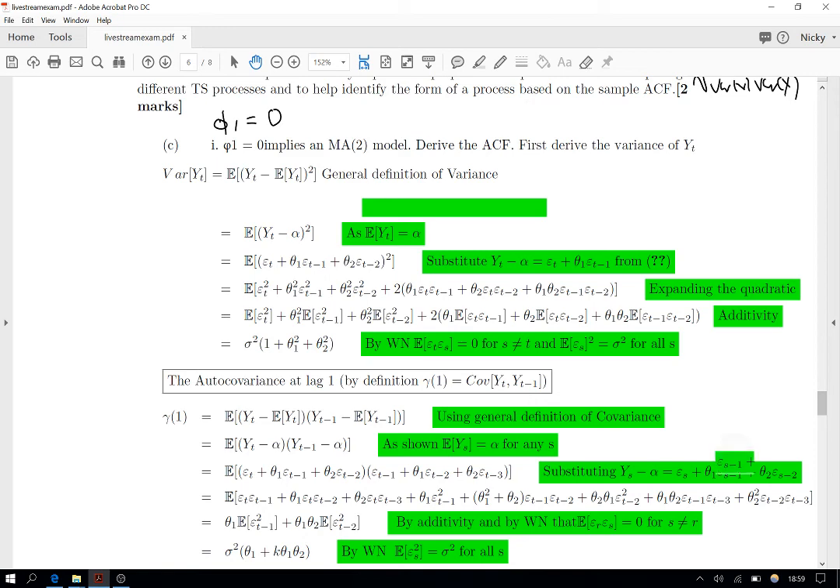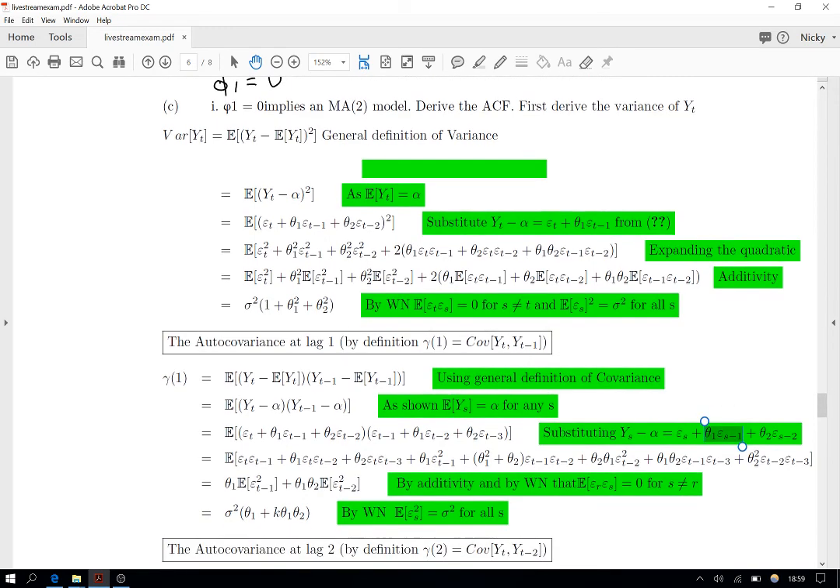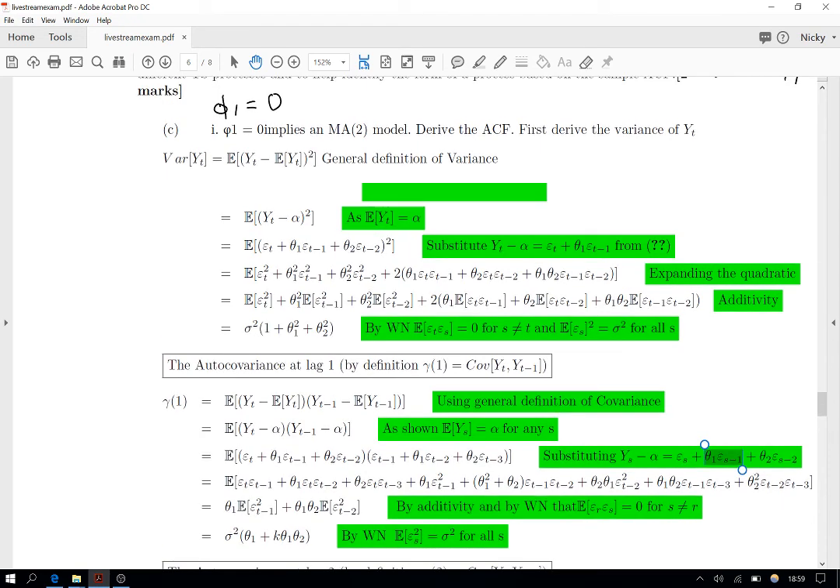So you've already got this here. There's not really much point going through this, the first one is relatively straightforward. For when phi1 equals naught, then yt is just an MA2 process. So I'm not going to go through it. We've done this before, and you've got the answers in your notes, and you can also see it here.